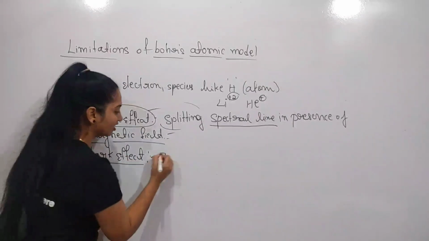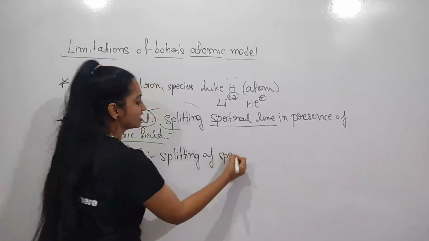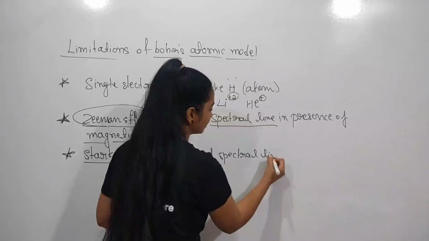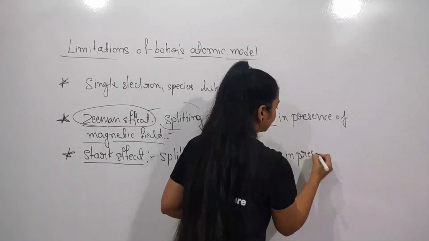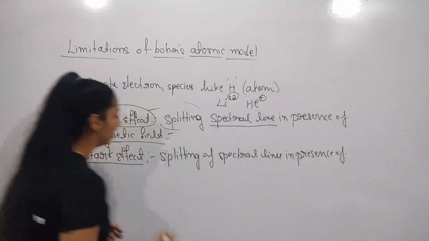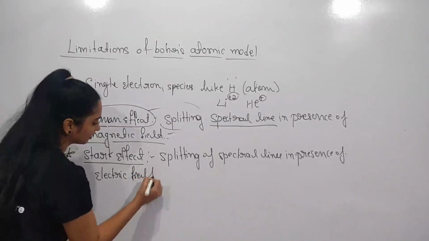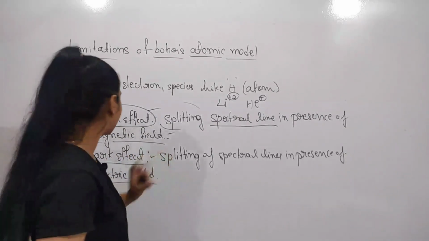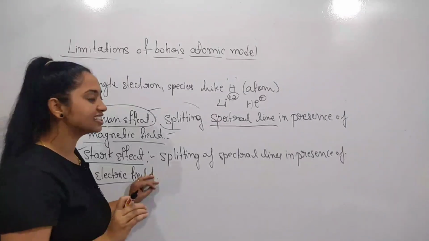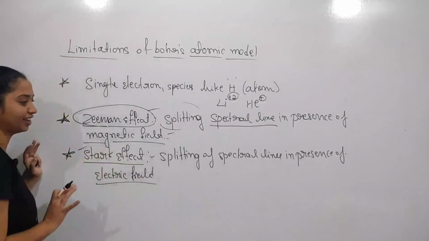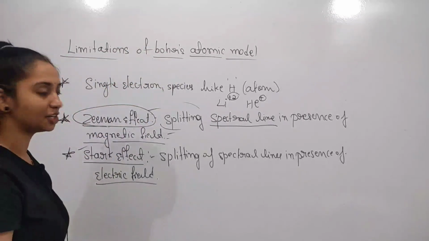So see here, what do you mean by Stark effect? The splitting of spectral lines in presence of what? Electric field. So this is called the Stark effect. Bohr can't explain this Stark effect also. He can't say anything about the Stark effect. So he fails to explain this effect. So this is the third limitation of Bohr's atomic model.